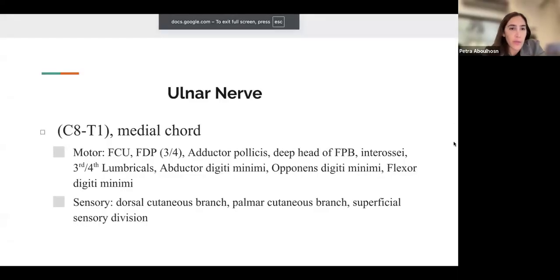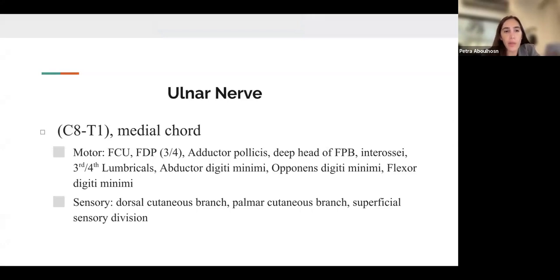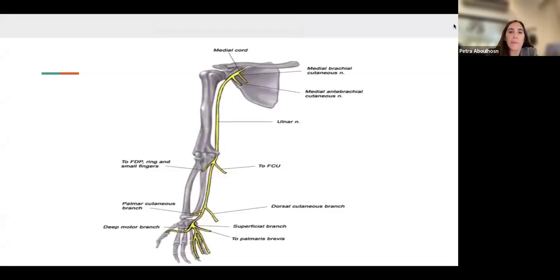So the ulnar nerve is a derivative of the medial cord, and has innervation from C8, T1. Motor-wise, it innervates the flexor carpi ulnaris, the third and fourth FDPs, adductor pollicis, deep head of the FPB, interossei, third and fourth lumbricals, abductor digiti minimi, opponens digiti minimi, and flexor digiti minimi. Sensory-wise, it gives innervation to the dorsal cutaneous branch, palmar cutaneous branch, and superficial sensory division.